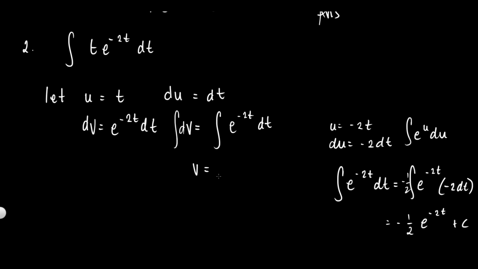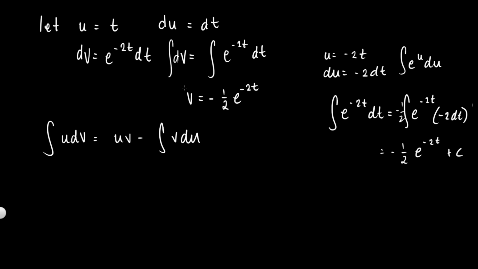O, pwede nang wala mo ng c. So, minus 1 half e raised to minus 2t. So, ito yung v. Then, we substitute dun sa formula natin sa integration by parts, which is integral of u dv equals uv minus the integral of v du. Isa-substitute lang natin yung mga values na to: u, dv, du, and v.